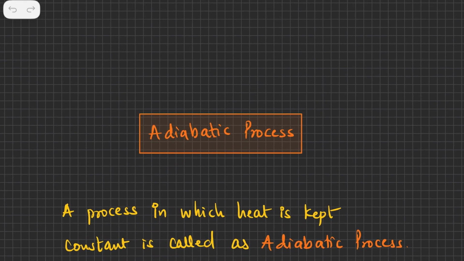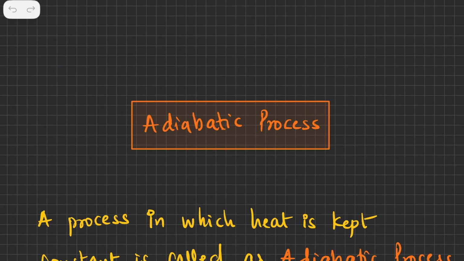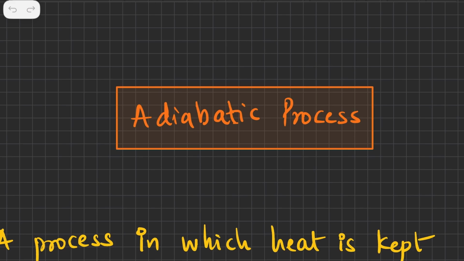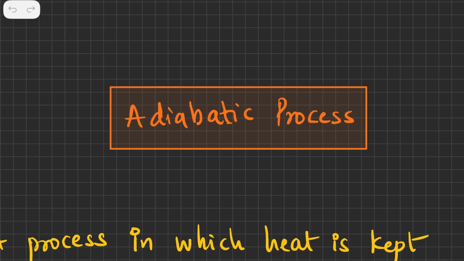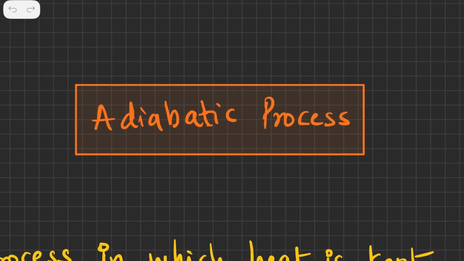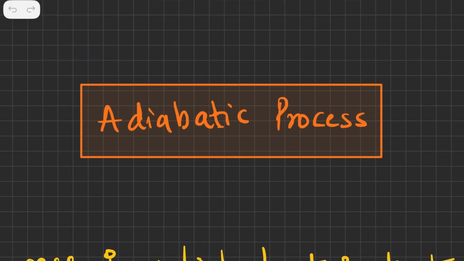Okay, so we have been doing types of processes since a few days, and we have done isobaric, isochoric and isothermal process, which you might find out in the playlist. Today we are going to do something called as an adiabatic process, as you can see on the screen.